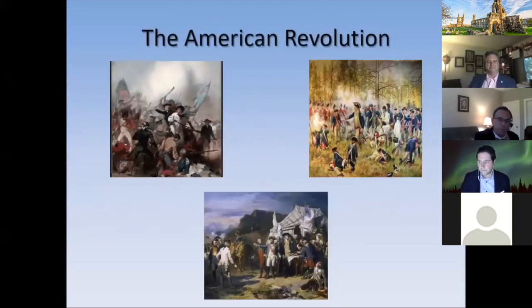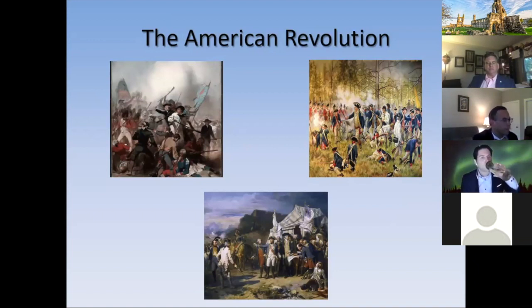So, what am I talking about? These pictures, all right, if you're looking at them beginning from top left to top right to bottom, first one is Bunker Hill. That second one is the Battle of Camden in South Carolina, and the third is the Siege of Yorktown.